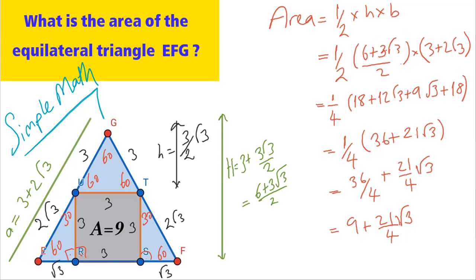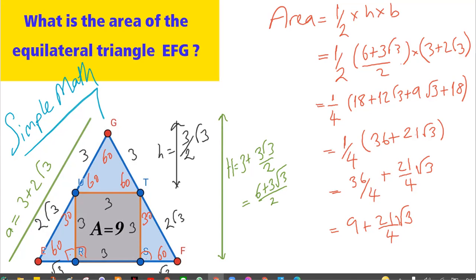18, 12 root 3, 9 root 3, and 6 times 3, 18. So we got this one. And we can simplify these two, 21 root 3, and these two, 36. And we can remove the bracket by multiplying each term by 1 over 4. So if we multiply these two, we can simplify and get 9. And if we multiply these two, 21 over 4 times root 3. So that is the area of the big triangle.